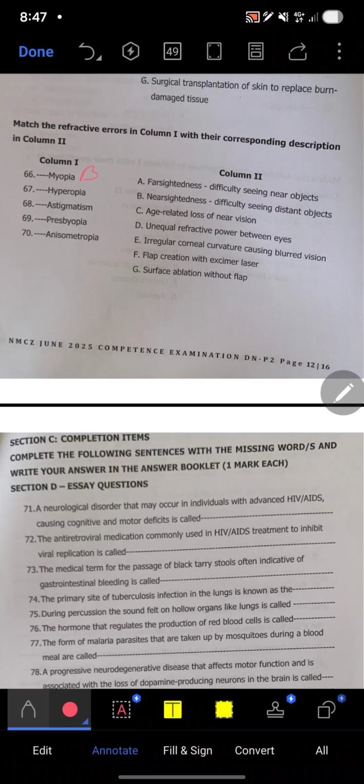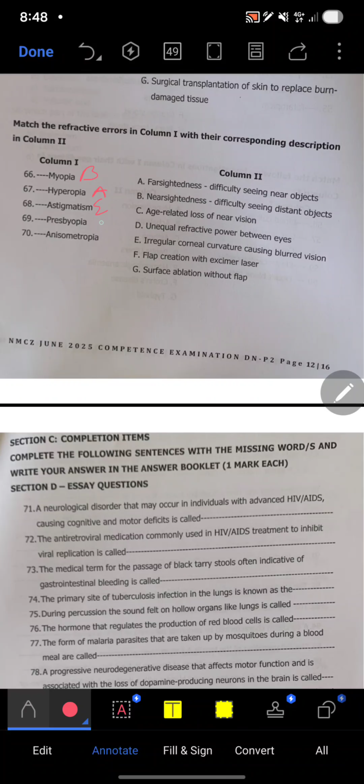Question 67, hyperopia. The correct answer, of course, is A, which is farsightedness, which is difficult seeing near objects. Question 68, astigmatism. The correct answer is E, which is irregular corneal curvature causing blurred vision. 69, presbyopia.